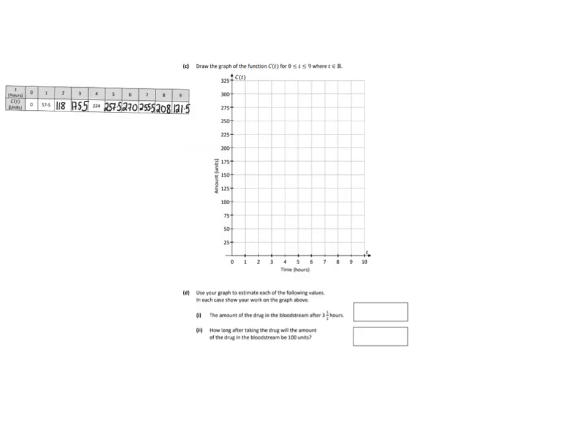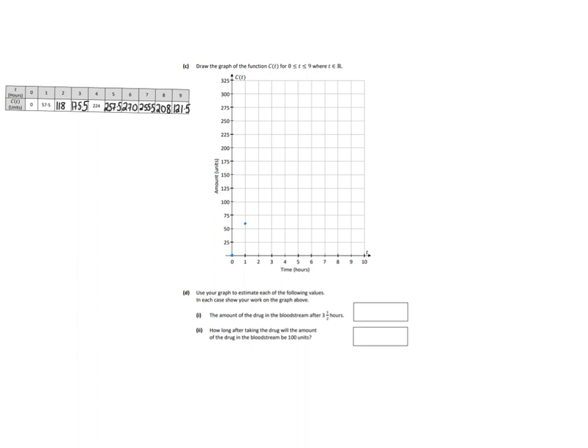Part C of this question asks us to draw the graph of the function C(t), where t is between 0 and 9. Now, we filled out the table in the last question, so I've just copied the table and you can see it here on the left hand side. So all we have to do now is plot the points. The first point we have is 0, 0. The second point we have is 157.5, which will be approximately here.